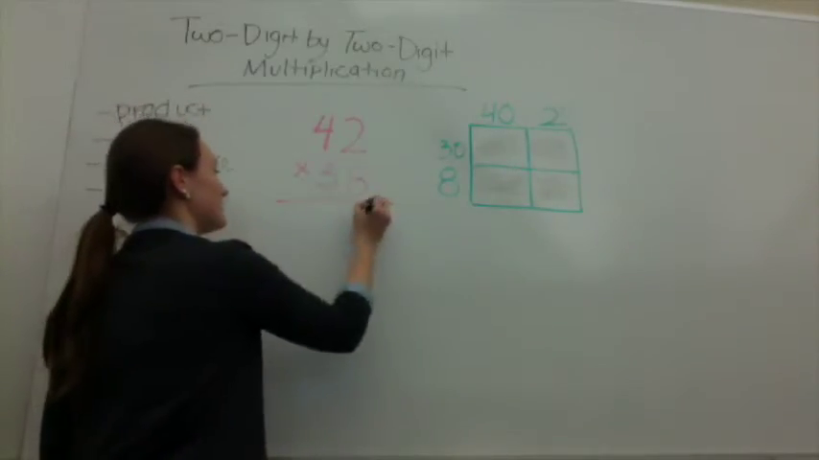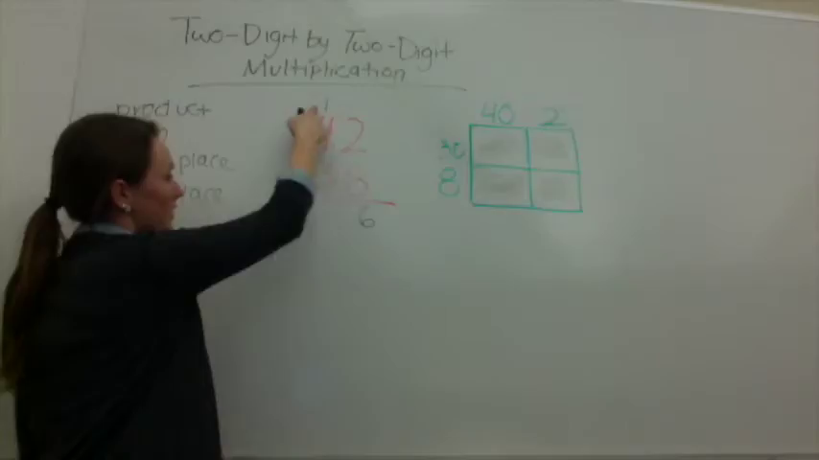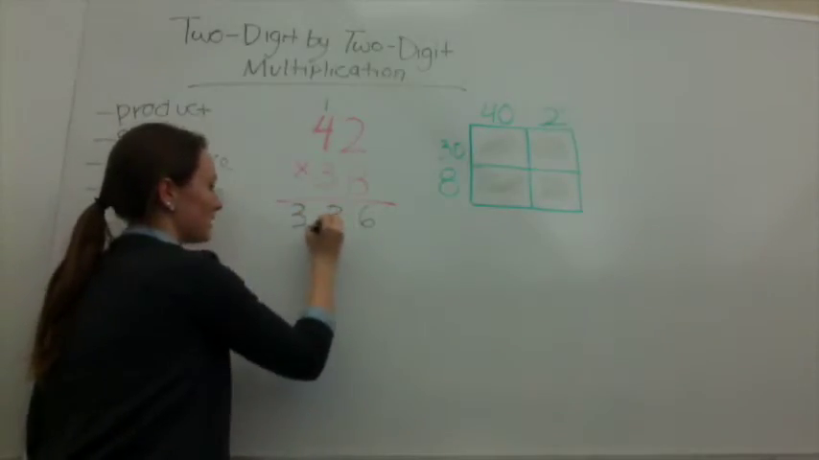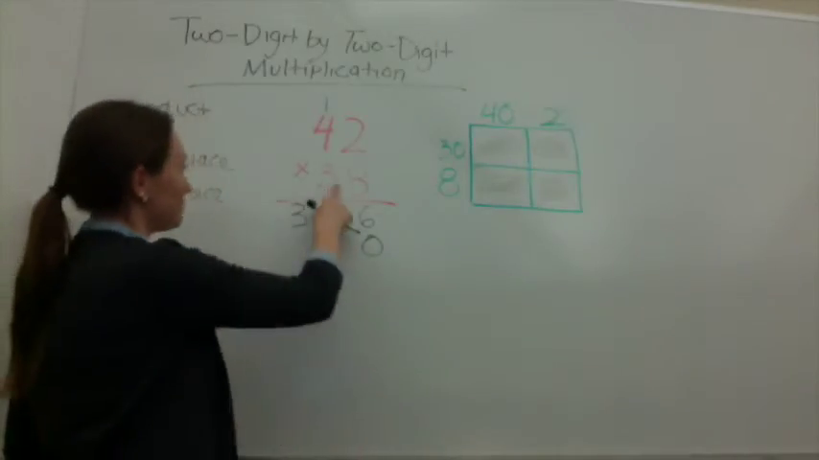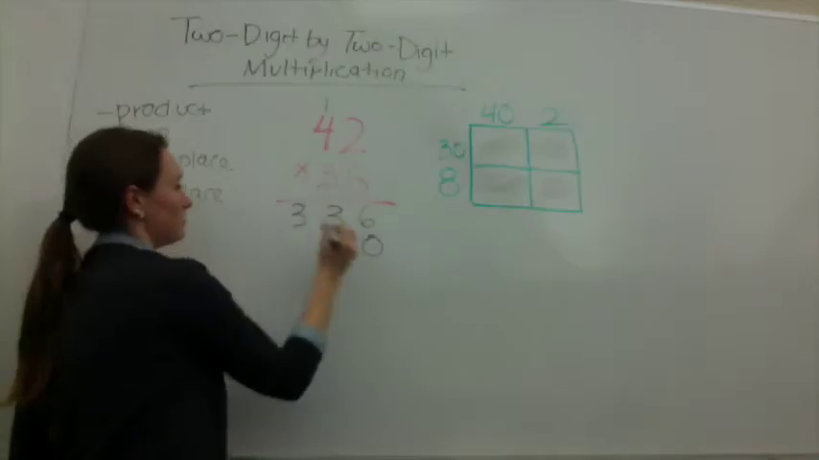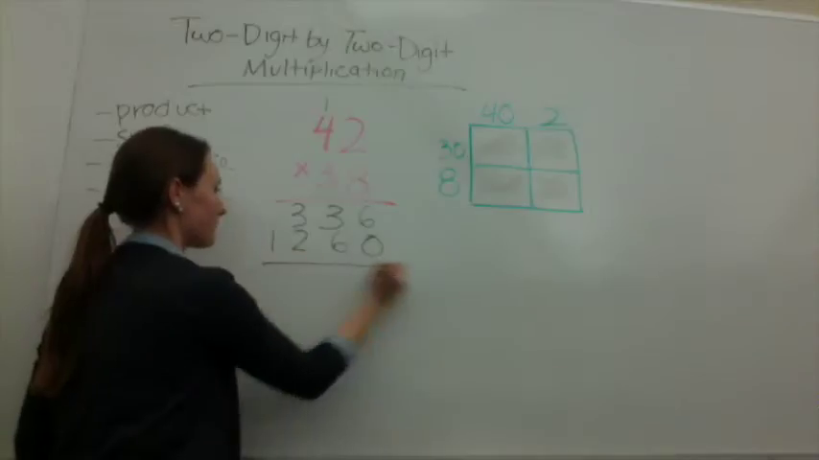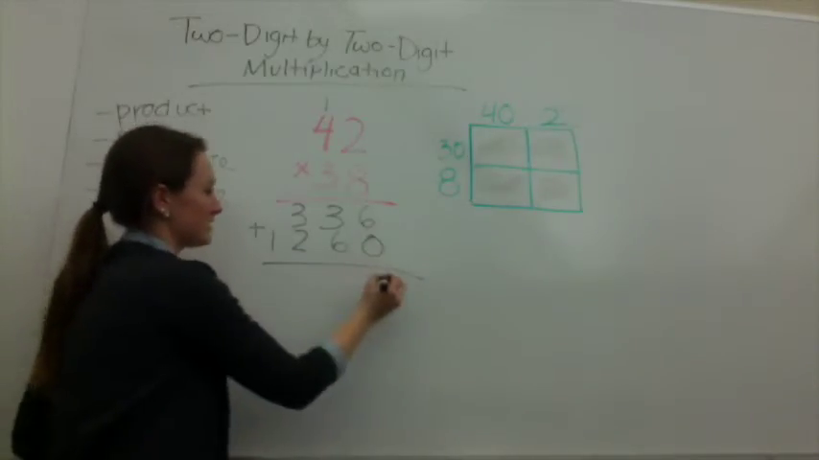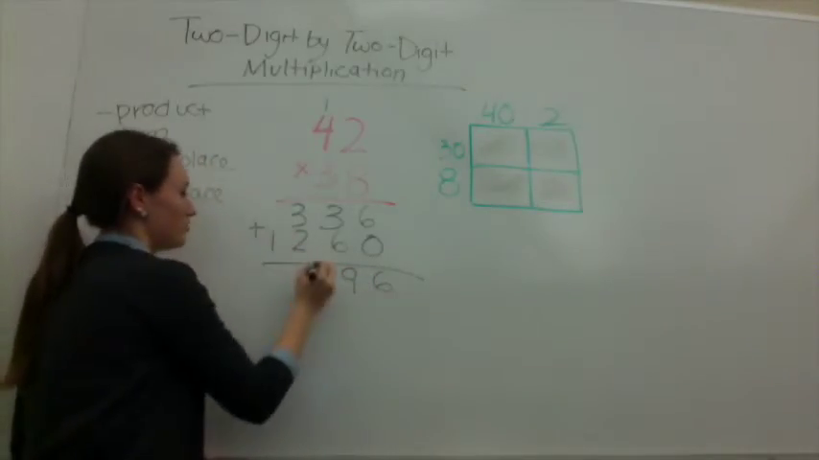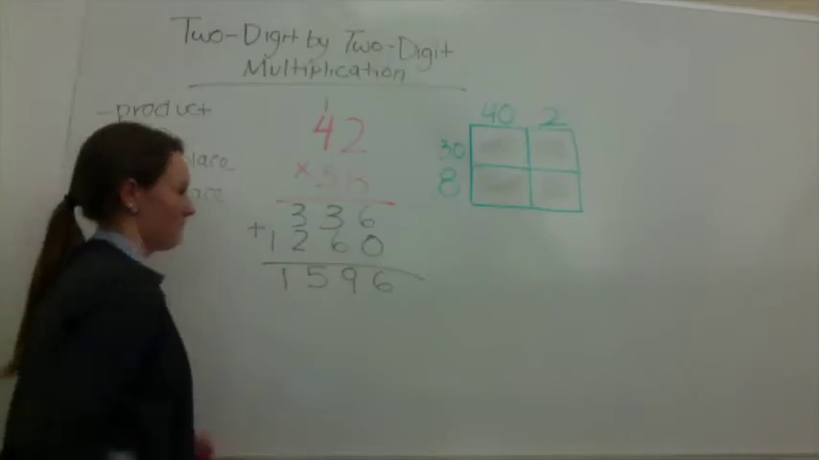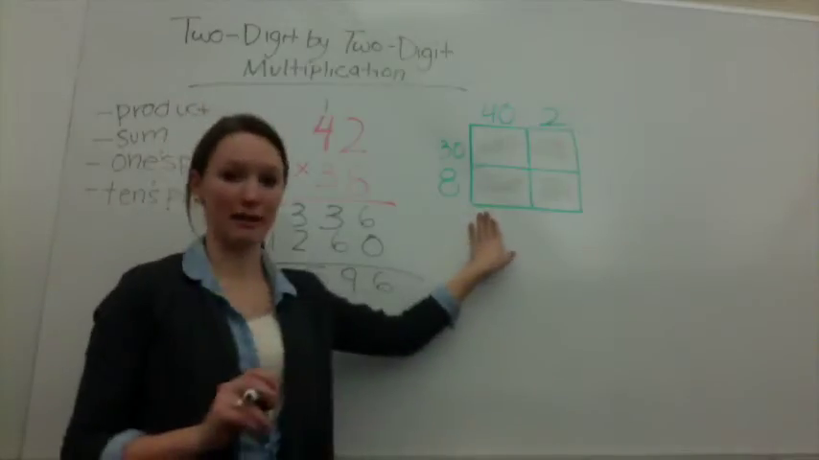So 8 times 2 is 16, carry my 1. 8 times 4 is 32, plus 1 more is 33. Then I have to add my 0, and we can't forget our 0. Then we're going to move over and do our 3. 3 times 2 is 6, and 3 times 4 is 12. Add them up. 6 and 0 is 6. 3 and 6 is 9. 3 and 2 is 5, and 1 more, 1,596.